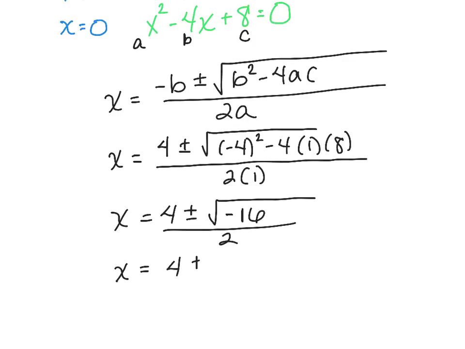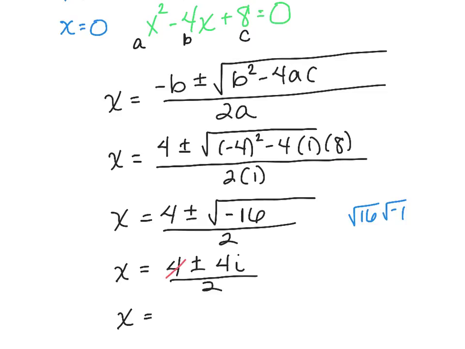4 plus or minus. Now, the square root of negative 16, I'm going to treat that as the square root of 16 times the square root of negative 1. So that's going to give me a plus or minus 4i, all divided by 2. I can simplify. I'm going to divide each of these terms by 2.